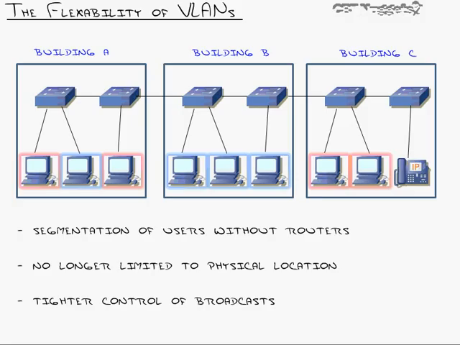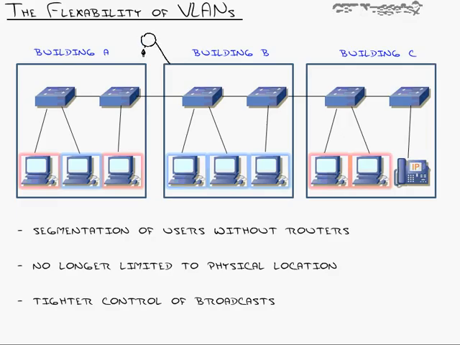So let's talk more about the flexibility of VLANs and why they're so powerful. With VLANs, you get segmentation of users without routers. Without routers, before VLANs, there was just no way to separate users apart. And also, one of the problems of routers is that you were limited to physical location. Let me give you an example. Let's say this was a network of yesteryear. We had building A, building B, and building C, and let's say it's a college campus.